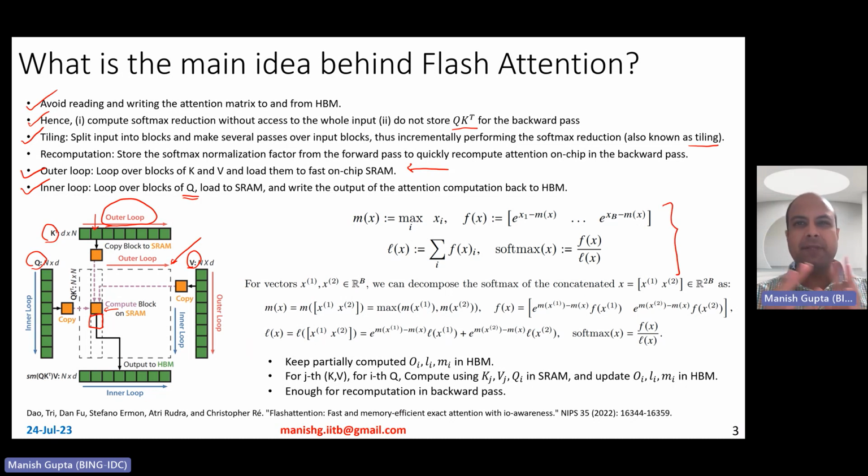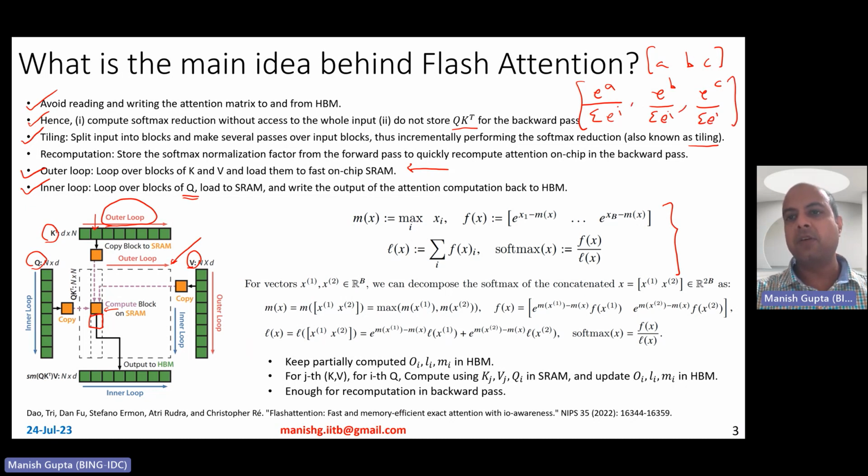How is softmax typically computed? To recall, what is the softmax operation? Well, softmax basically means that if you have three numbers A, B, C, what you want to do is to compute e to the A, e to the B, e to the C, and then divide them by the summation over e to the x_i, which is basically summing over A, B, and C.